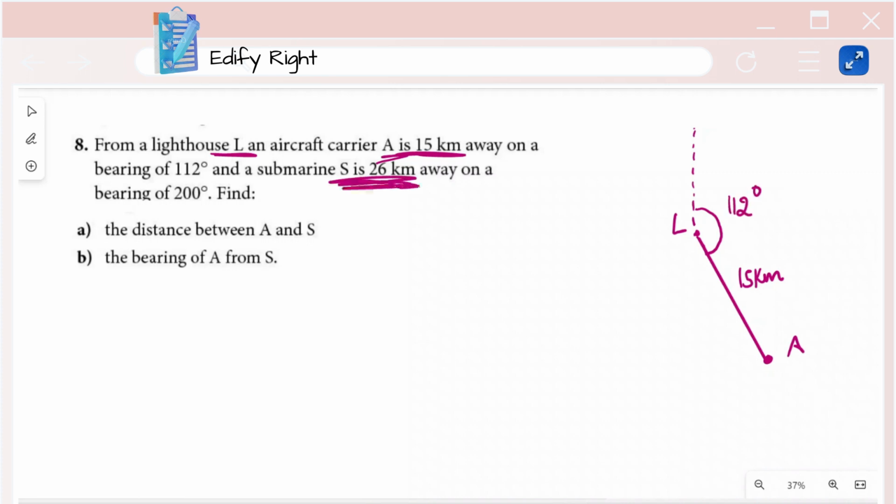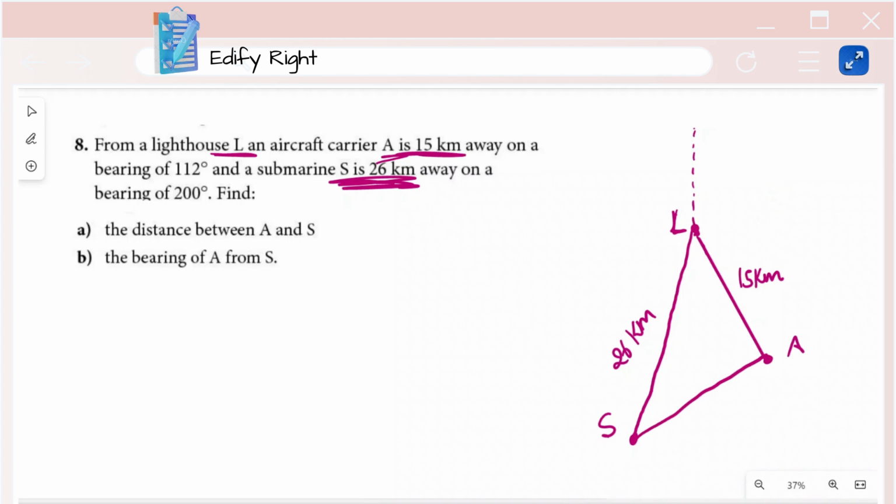Next we have a submarine which is 26 kilometers away on a bearing of 200. So this time let's consider a bearing of 200 degrees. Again, here we're considering the bearing from point L. From here let's measure 200 degrees, so approximately it will come up to this point. Let me just draw a line of 26 kilometers, which is to scale, and let's call this S as given in the question, and this entire angle is 200 degrees.